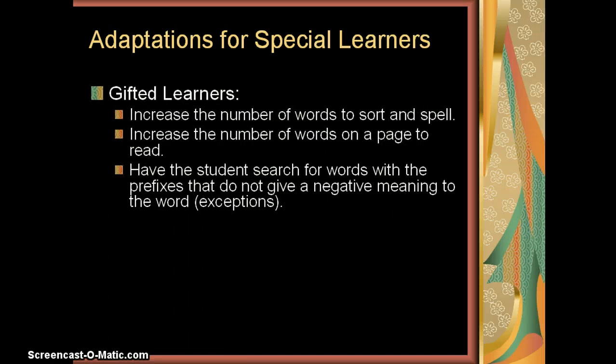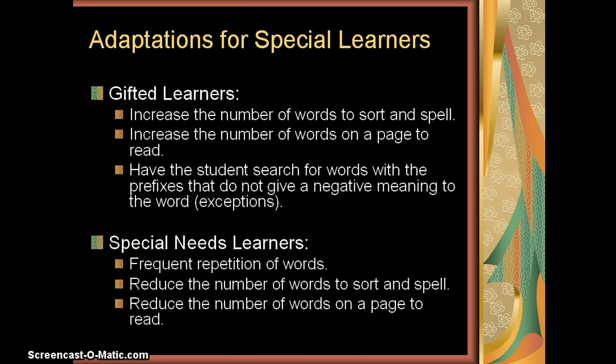Adaptations for special learners. Gifted learners could increase the number of words to sort and spell. They could increase the number of words on a page to read. And the students could also search for words that have prefixes that do not give a negative meaning to the word. So exceptions to the rule is what they'd be looking for.